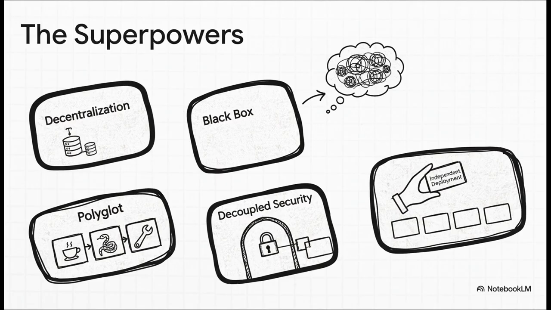Then there's the black box idea. Services don't need to know how other services work on the inside. They just need to know how to talk to them. And maybe the biggest win of all, independent deployment. You can update and ship a change to one service without touching anything else. No more massive, risky deployments.